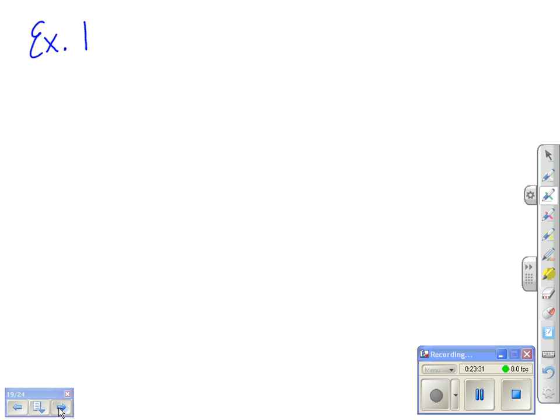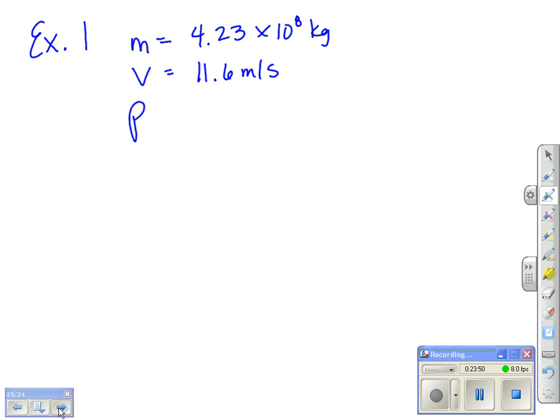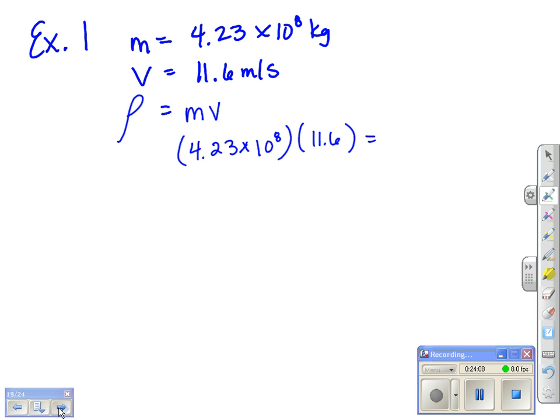So we are doing exercise number 1, and we know that we have a mass of 4.23 times 10 to the 8th kilograms. And we know that the velocity of the cruise ship was 11.6 meters per second. And they want us to find the momentum. So we know that to be mass times velocity. So 4.23 times 10 to the 8th multiplied by 11.6 would give you an answer of.